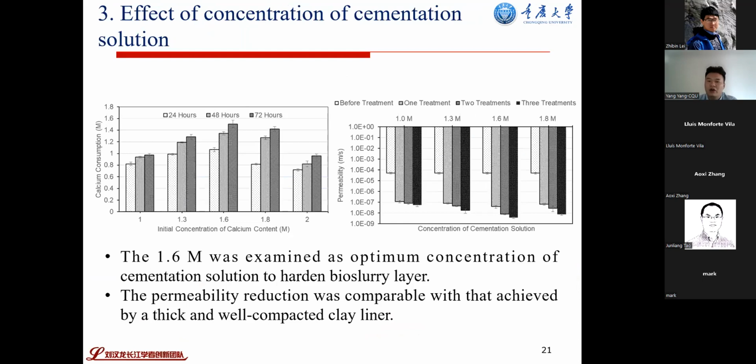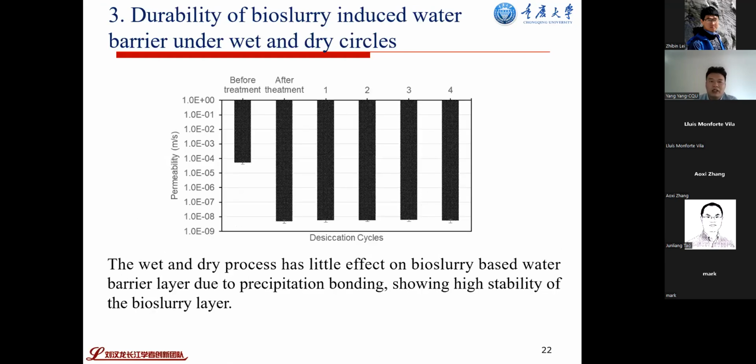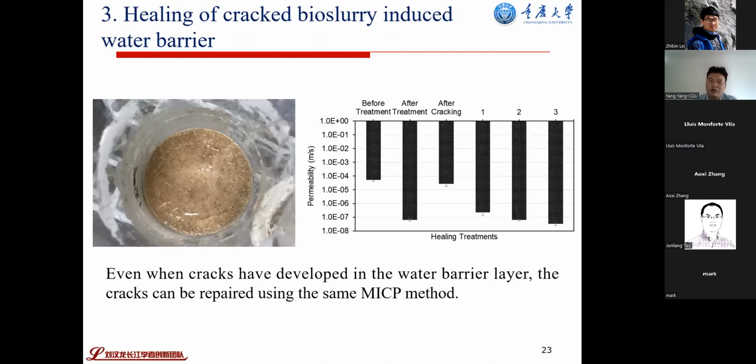Okay, this is some data, and I also just want to show you the optimal formula: 1.6 mole of the same cementation solution. And also this one, we want to see that the durability is nice under this bioslurry layer undergoing the wet and dry process. Also, you can see here we crack the bioslurry layer and we use the same MICP method to repair the crack. That's what I'm going to talk about next.